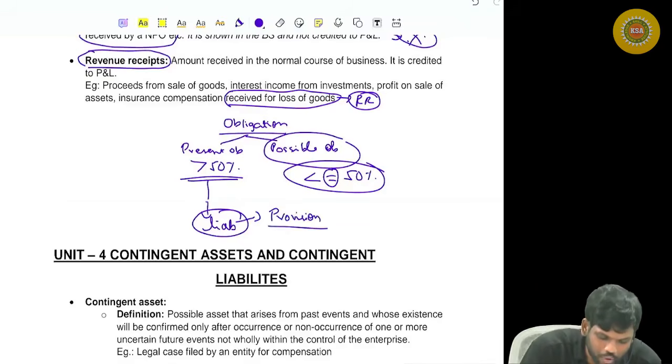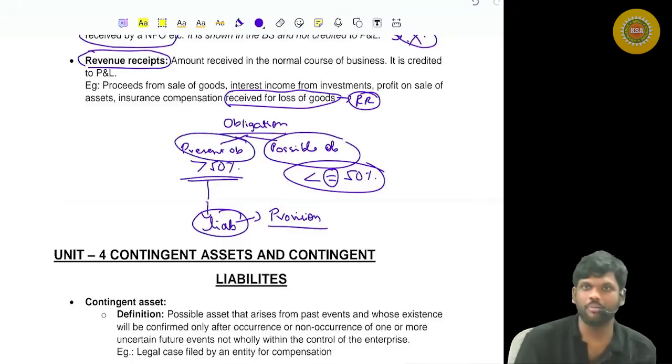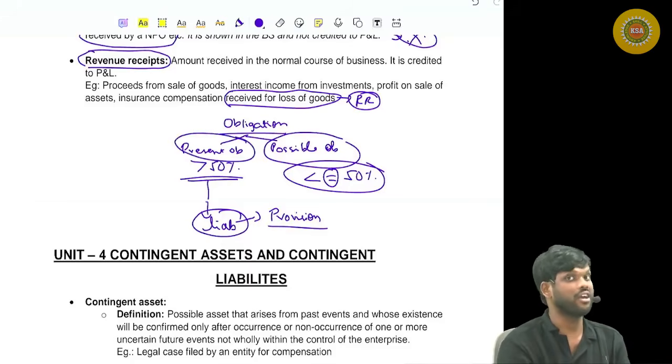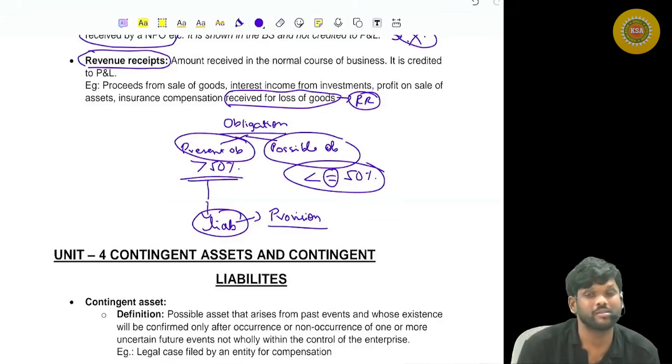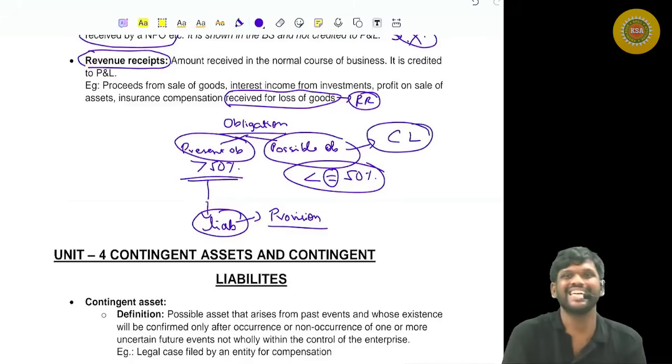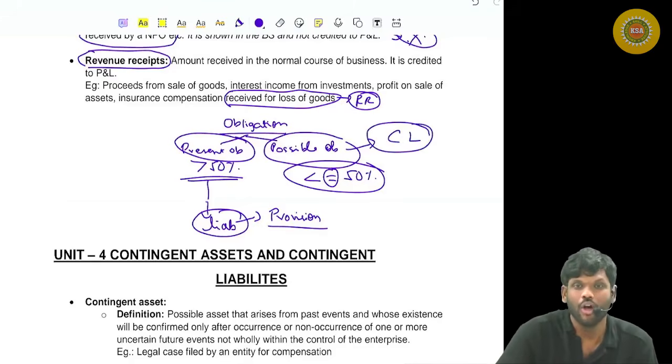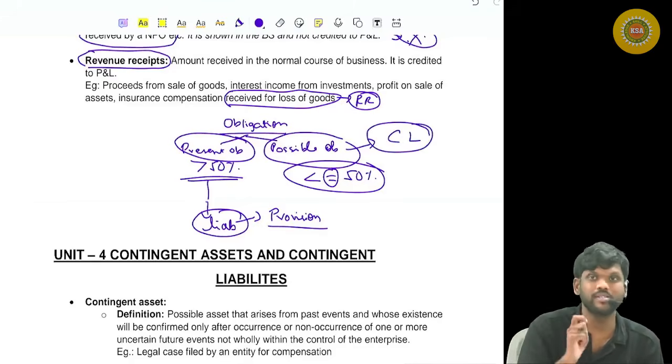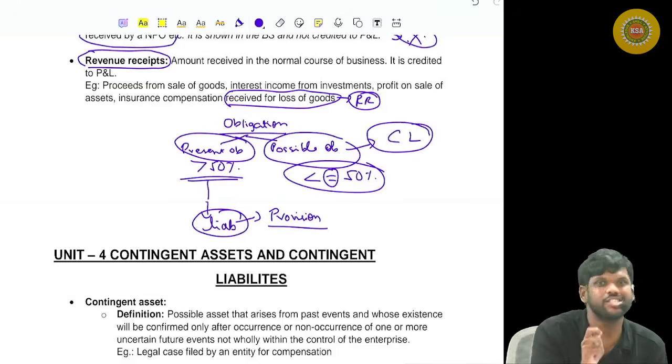Okay sir, so to call it a liability or provision, first it should be a present obligation. Sir, I have an obligation, it is a possible obligation. Then what is that, sir? If it is a possible obligation, it becomes a contingent liability. Now all possible obligations will be contingent liabilities.